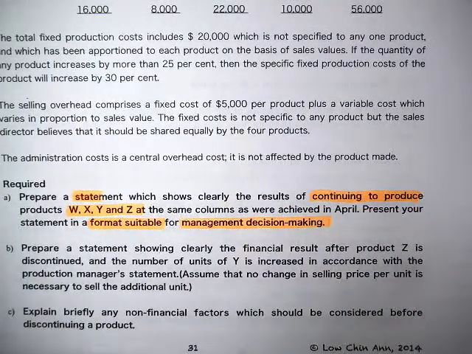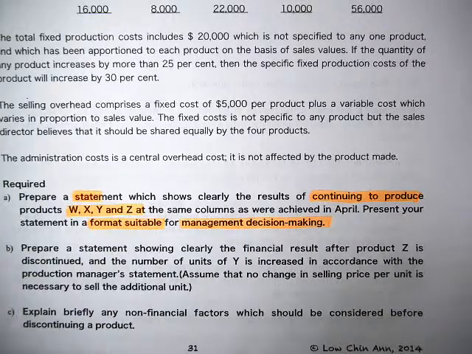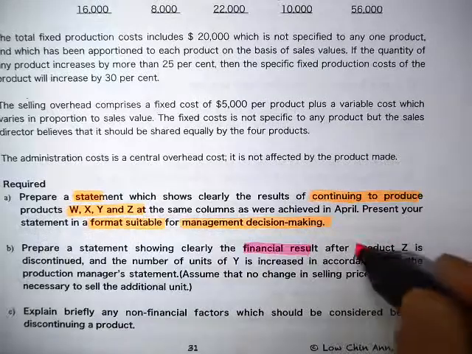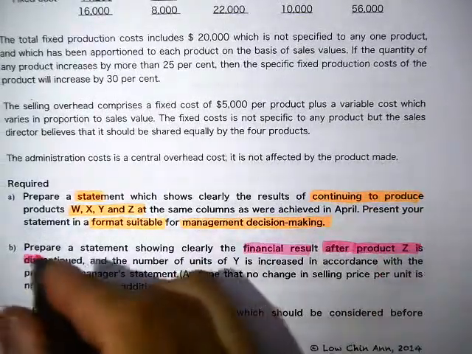Okay, in a format suitable for decision making. So when you say a format suitable for decision making, what is that now? I think you read the question later, you probably will understand, okay? Now then B, they say, prepare a statement that shows clearly the financial result after Z is discontinued.